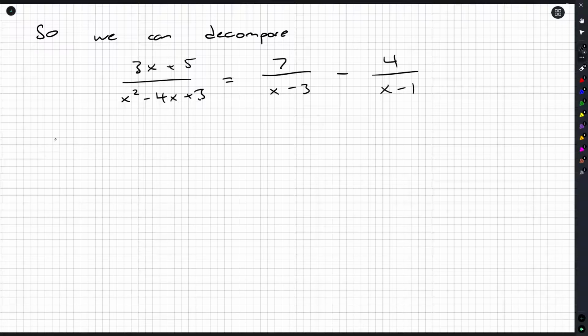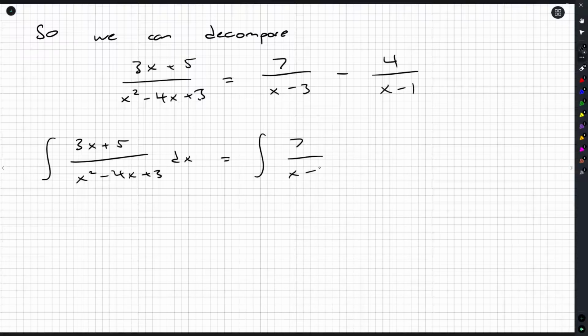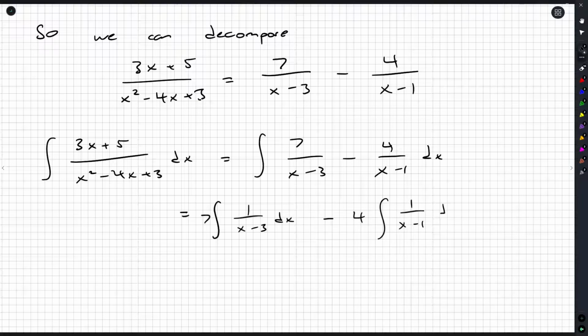And this allows us to integrate. And we do this by making a little switch. This is what we want to integrate over here on the left, 3x plus 5 over x squared minus 4x plus 3. But we can just rewrite the integrand as 7 over x minus 3 minus 4 over x minus 1, and split this up into a difference of integrals. And in fact, while we're at it, we can even bring out the factors of 7 and 4. So 7 times the integral of 1 over x minus 3 minus 4 times the integral of 1 over x minus 1.